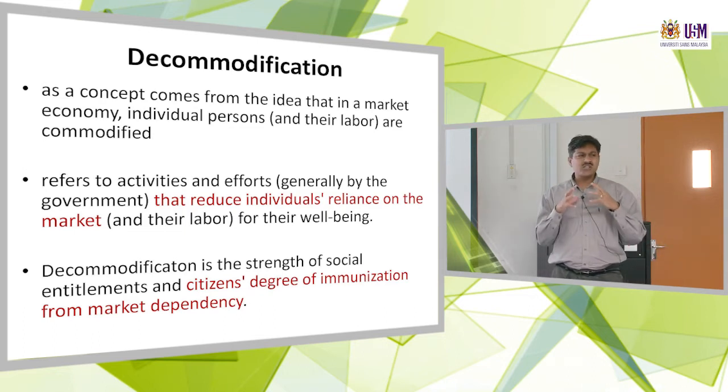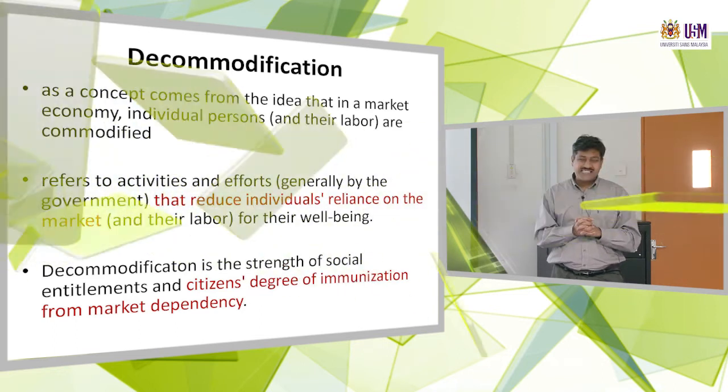What we learn from this? It is the degree of your immunization, your resistance, your individual ability from the market dependency. So how much dependent are we on markets in Malaysia, for example, or in Singapore, or in Japan, or in Cuba, or in North Korea? So how much are we commodified or decommodified? So Esping-Andersen's contribution is that all these liberal, social democratic, corporatist, statist or conservative regimes show a particular nature when it comes to commodification or decommodification.